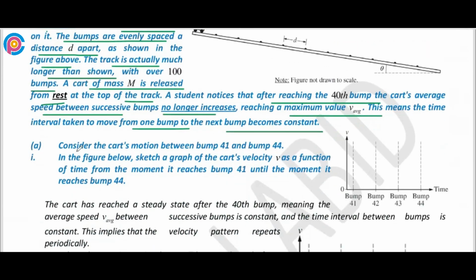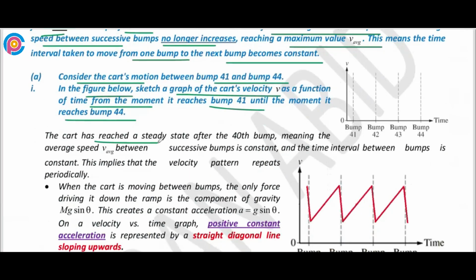Now, according to the first part of the question, consider the cart's motion between bumps 41 and 44 in the figure below. Sketch the graph of the cart's velocity as a function of time from the moment it reaches bump 41 until the moment it reaches bump 44. This is a given figure; we have to draw that. The cart has reached a steady speed by the 40th bump, meaning the average speed between successive bumps becomes constant, and the time interval between bumps is constant. This implies the velocity pattern repeats periodically.